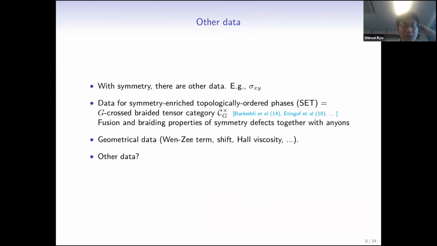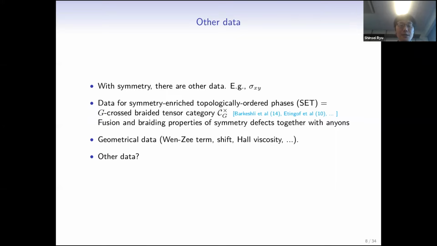So I just gave a quick overview of some basic data characterizing a topologically ordered state, and there are other data. In particular, with symmetry, there are a lot of other data. For example, if we have a conservation of U(1) charge, then the important topological data is the Hall conductance sigma xy, as we know in the physics of fractional quantum Hall effect. Symmetry doesn't have to be a U(1). It can be more complicated symmetries, let's say some unitary on-site symmetry G, or maybe crystalline symmetry, and so on. And in this case, there's a somewhat more extended version of the category theory we just discussed.